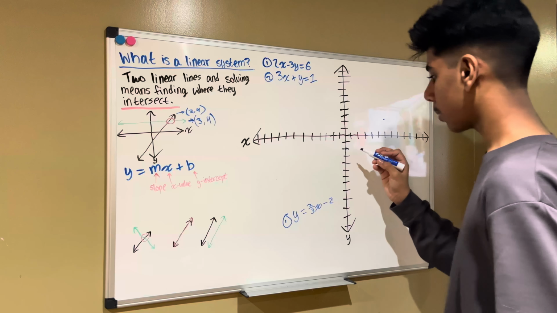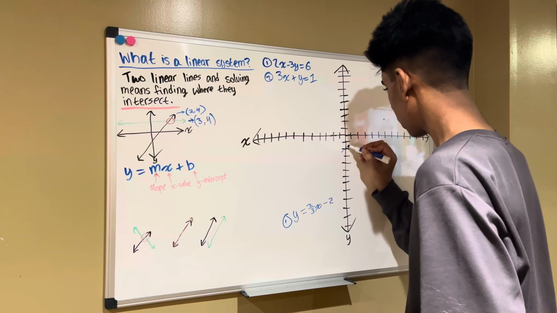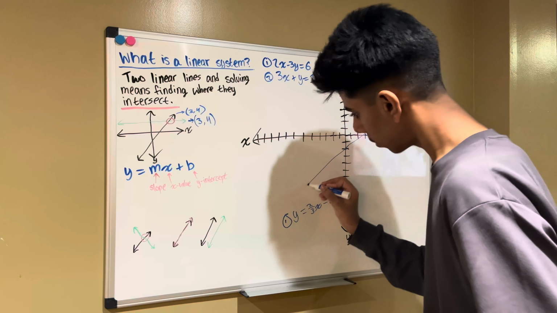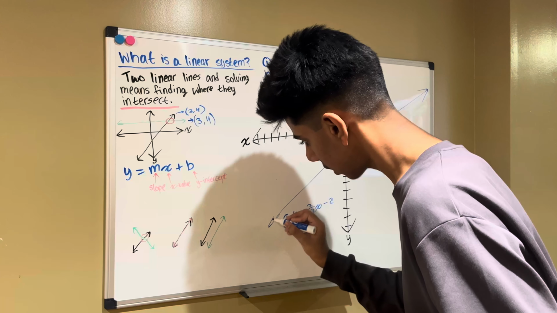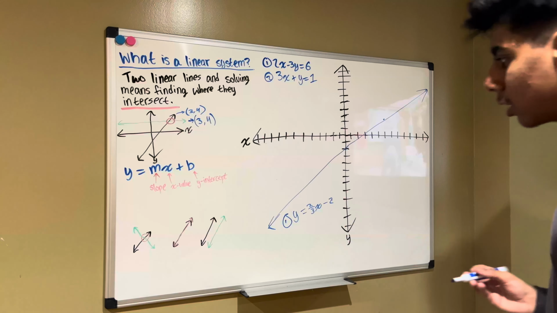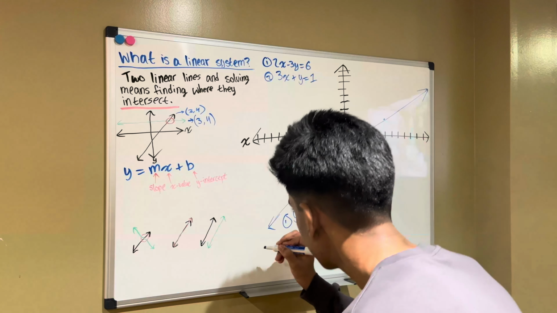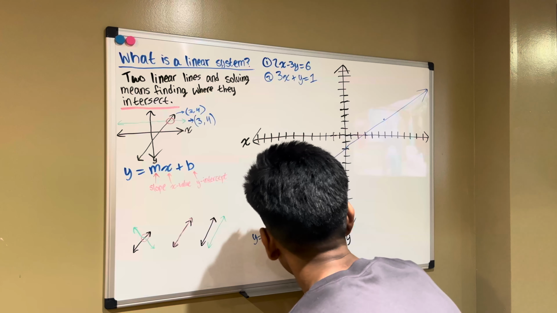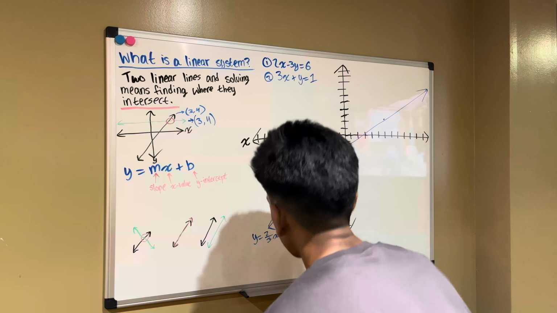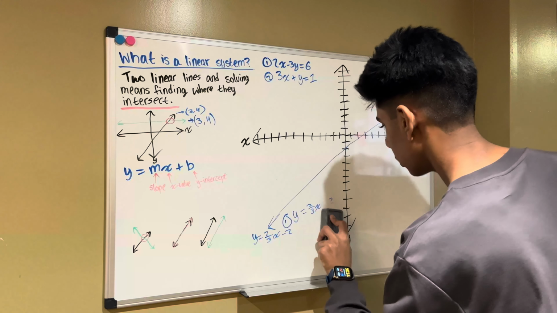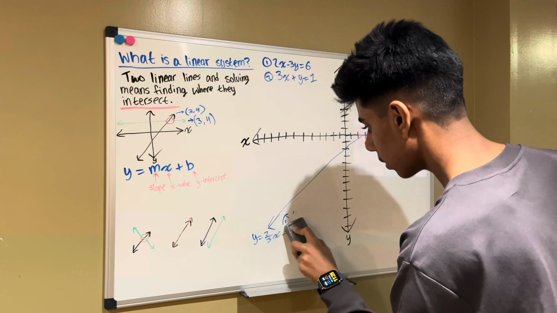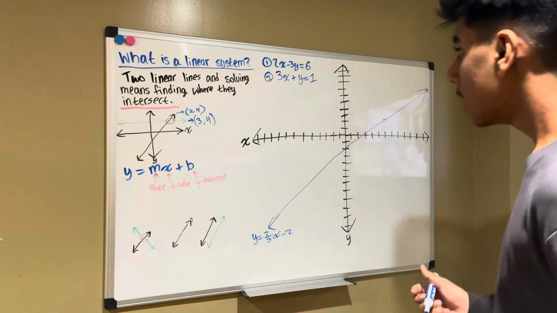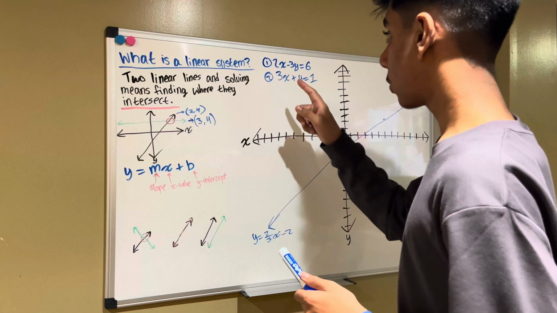Yeah, and then grab your ruler, my non-existent ruler, just like that. And make sure to label your equation. So this is y equals 2 over 3x minus 2. Alright, we can just remove this now, because we have it over here. Okay. Now let's graph the second equation.